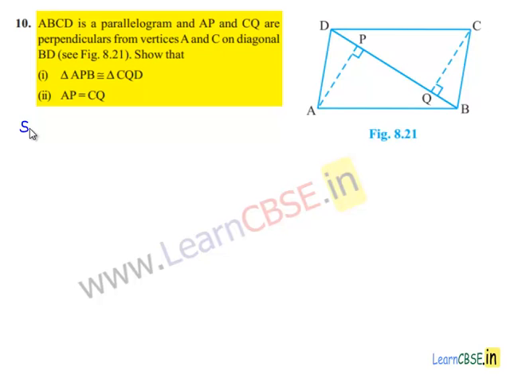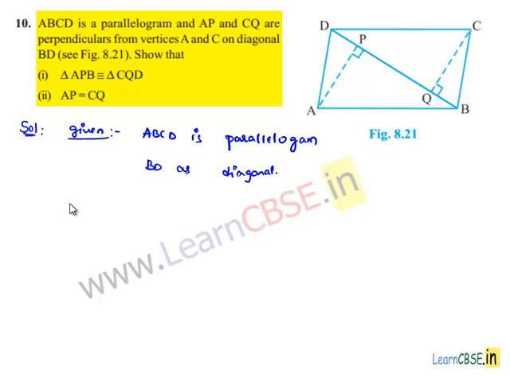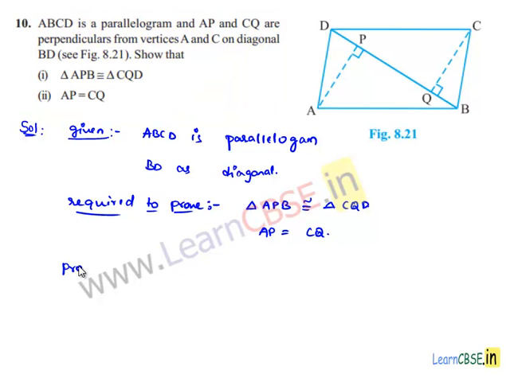Now moving on to the solution. Let us note down the given information that ABCD is a parallelogram with BD as diagonal, and we are required to prove that triangle APB is congruent to triangle CQD, and second thing, AP is equal to CQ. Now moving on to the proof.